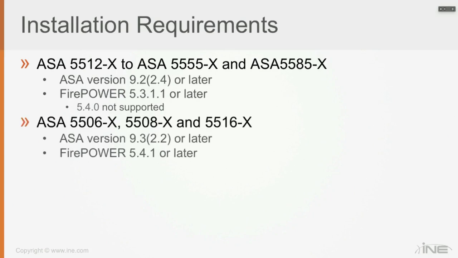Okay. Then if you speak about 5506, 5508 or 5516X platforms, you need to run a different code, minimum ASA version 9.3.2.2 or later, and Firepower 541 or later. Basically, 541 came up to be supported on the ASA 5506, 8 and 16.